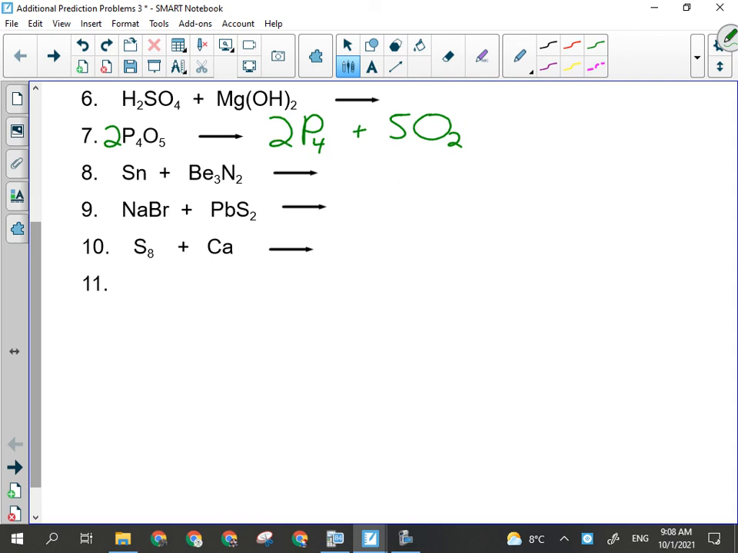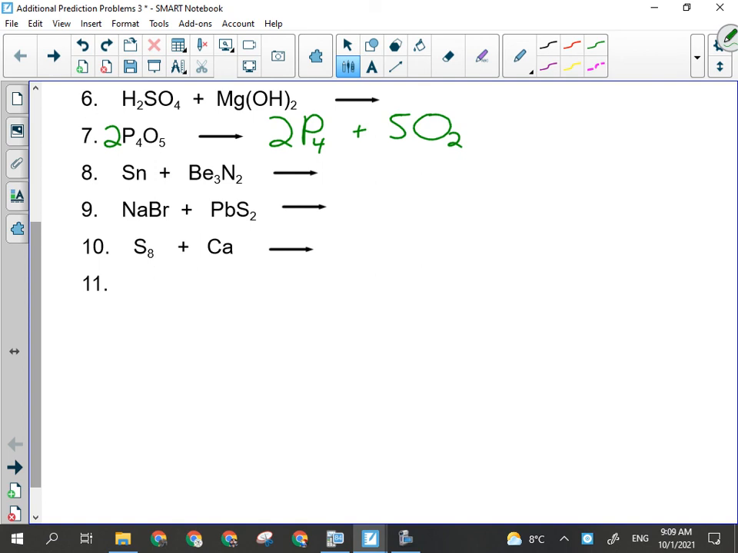What if when you're balancing, you end up with all numbers that you can reduce? Should you? Yes. Balancing should always be in its lowest terms. So if you have a look, and it sometimes happens with phosphorus and sulfur, sometimes we accidentally go too big. Make sure that you then reduce it down after the fact.